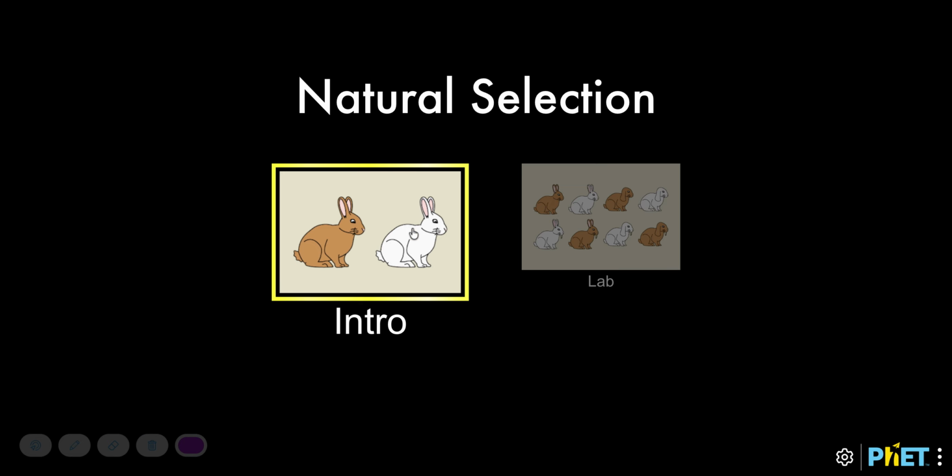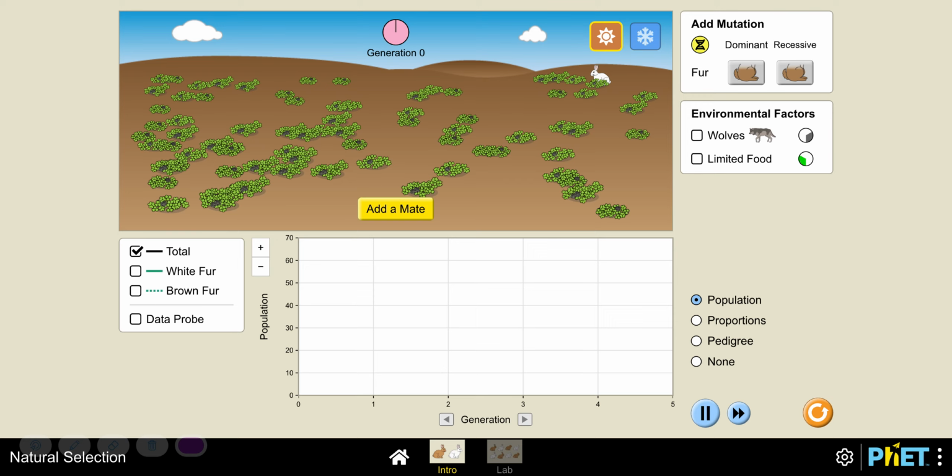and you come to intro and you come to lab. And we're going to do the intro first. You can try the lab afterwards, but we're going to do the intro. And I'm only going to do the intro, and I'm going to talk to you about keywords to do with evolution and natural selection. And I'm going to use this for it.